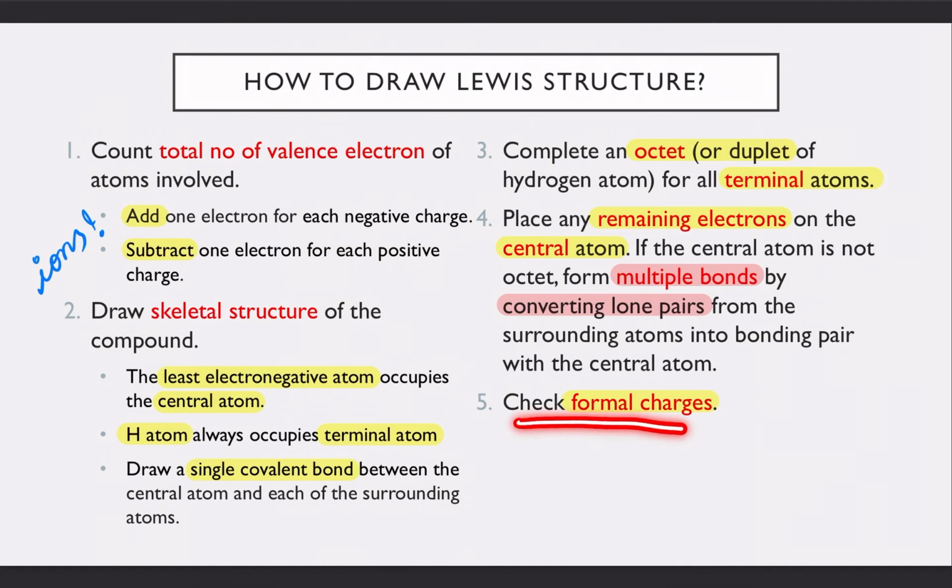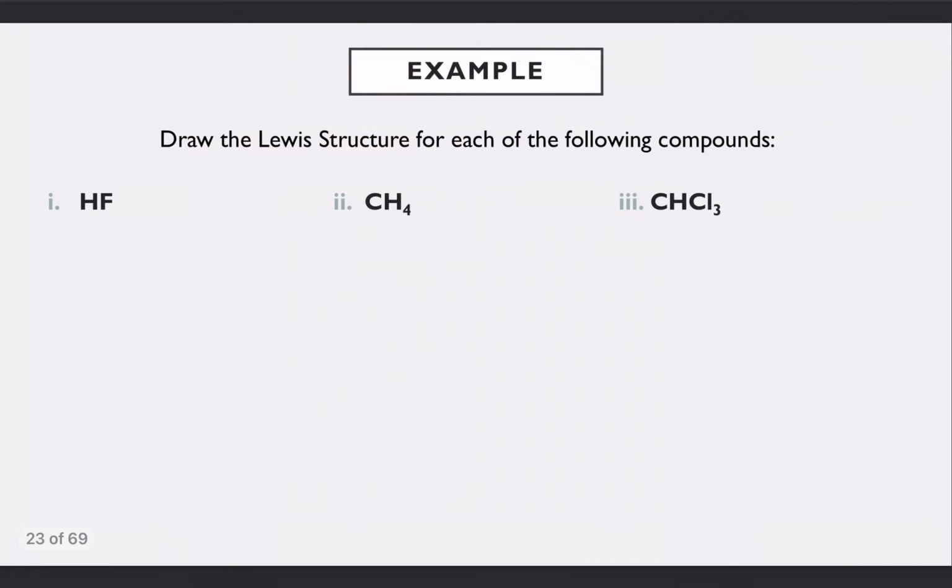Finally, this is important, you will check your formal charges. Formal charge is important for you to make sure you are drawing the most plausible Lewis structure. Alright, so let's look at our example. How are we going to draw the Lewis structure of the following compounds? Let's start with hydrogen fluoride. First you look at your compound and then you have to remember the groups of your elements. So you have one hydrogen and you have one fluorine and you have a zero charge.